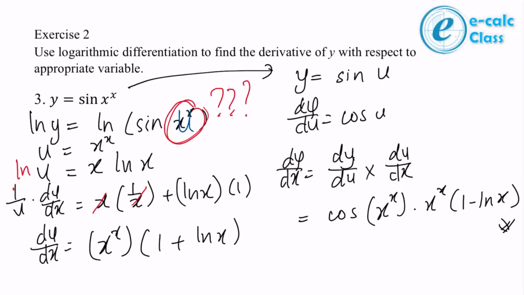Okay, so this is it for logarithmic differentiation. Just one more step before you differentiate, and you need to be very clear which part of the function you want to simplify. Don't go ahead and just take ln on both sides. Target what you want to simplify first.